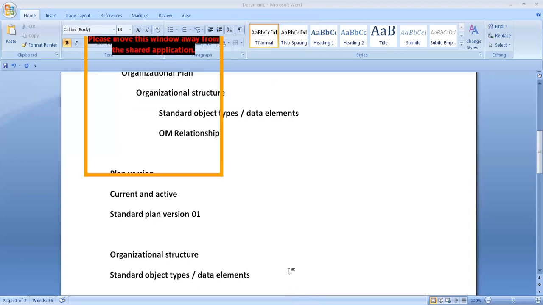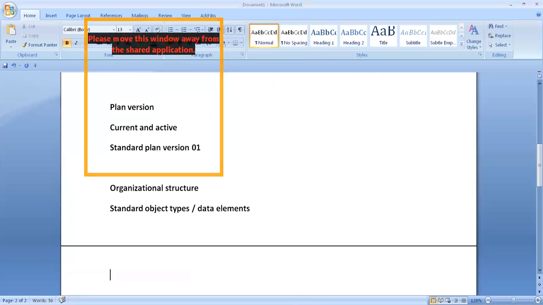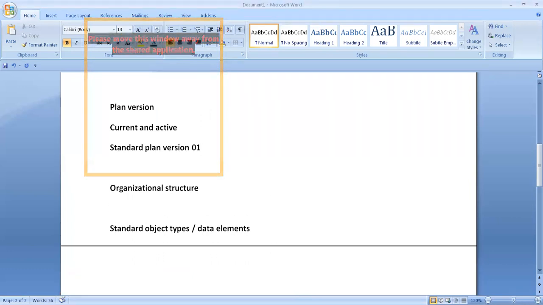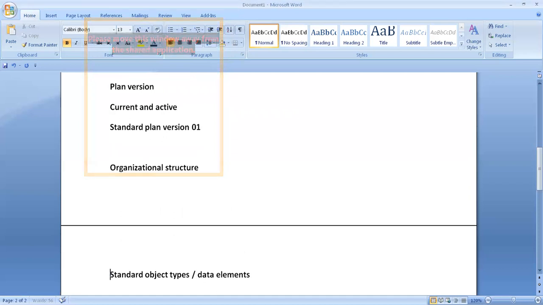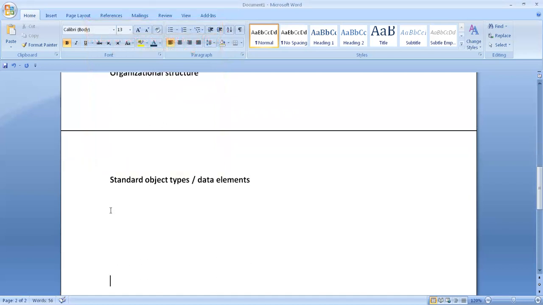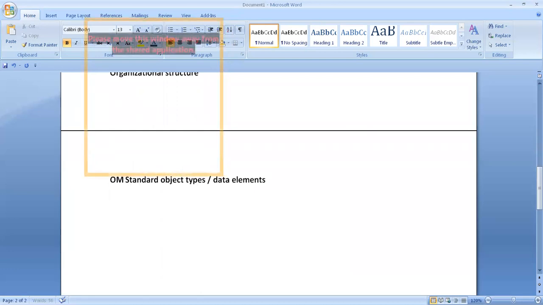So let's list out some of the standard object types and data elements. Because we also have standard objects and elements in PA, we can call them OM standard object types and OM data elements. OM meaning organizational management.